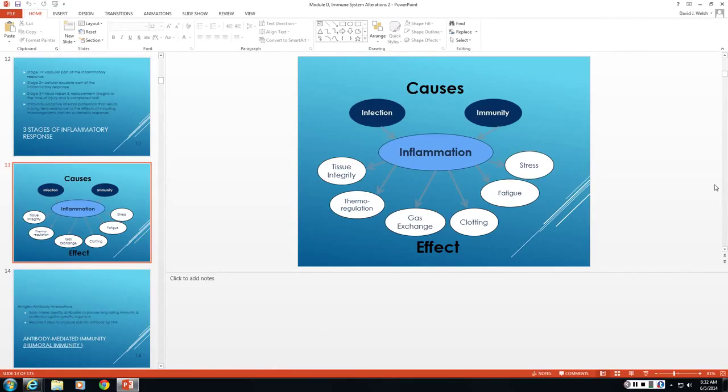So this just shows the different things that cause inflammation. Okay, so you have causes and effects. So immunity and infection both cause inflammation, but the effects of that inflammation are going to be tissue integrity, thermoregulation, gas exchange, clotting, fatigue, stress. All these are going to be effects of this inflammation.